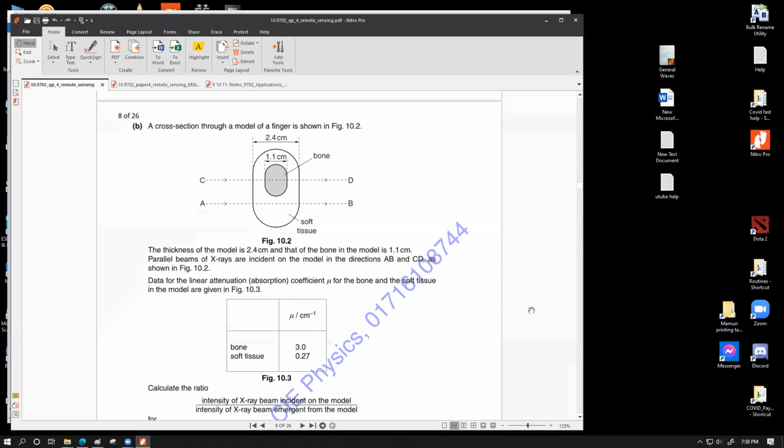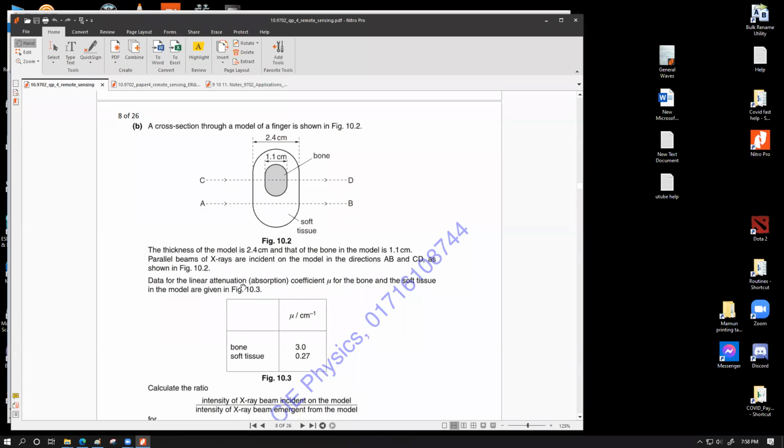Now comes a hypothetical scenario for human flesh. A cross-section through a model of a finger is shown in figure 10.2. So this is the finger. The thickness of the model is 2.4 centimeter, and that of the bone of the model is 1.1 centimeter. Parallel beams of X-rays are incident on the model in the directions AB and CD as shown in figure 10.2.